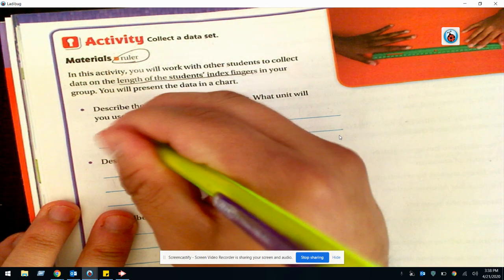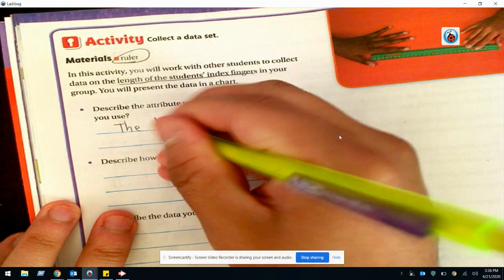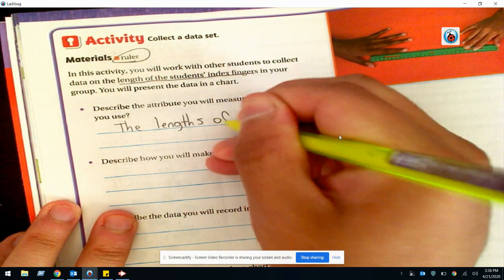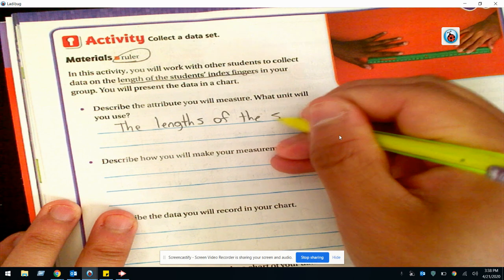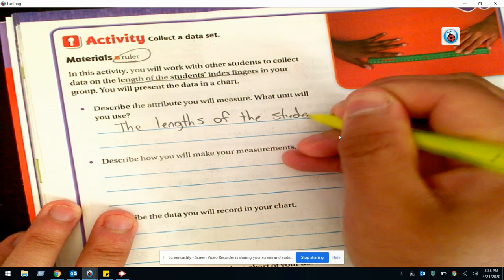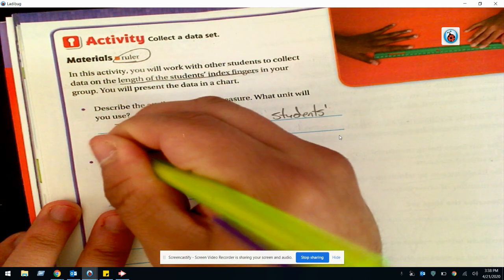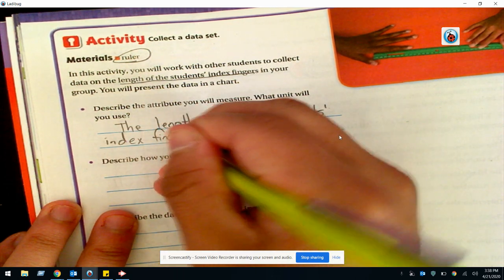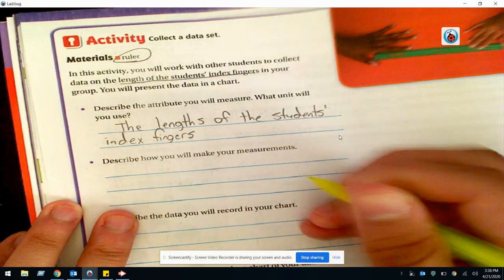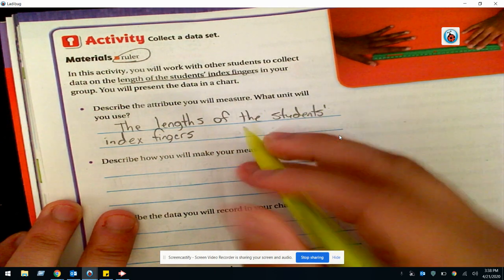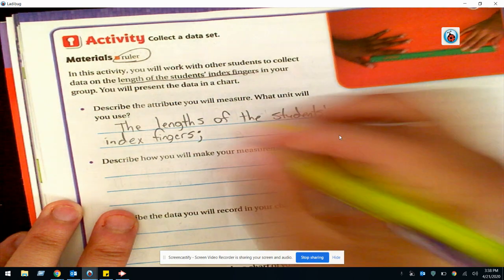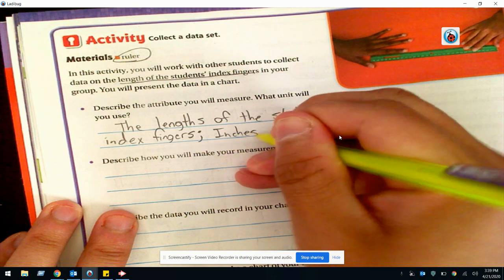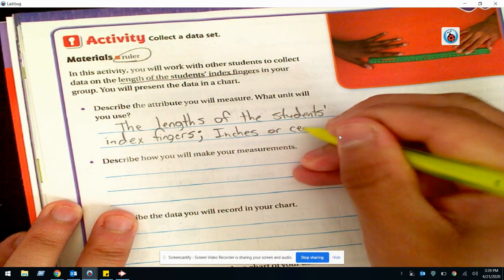So I can put right here, the attribute being measured is the length, or I should say the lengths of the students. So this would be you guys. Index fingers. Okay, and the last part says what unit will you use? Well, if you're using a ruler, you can either use inches or centimeters.